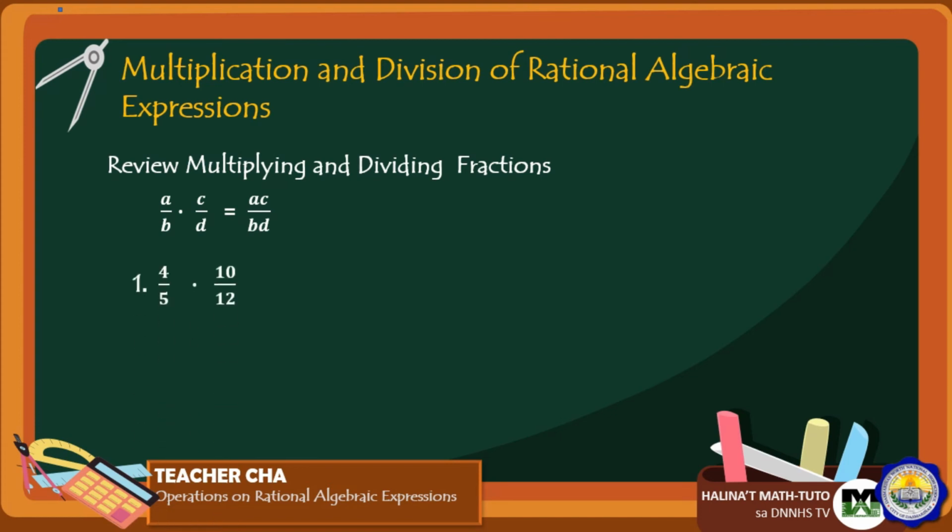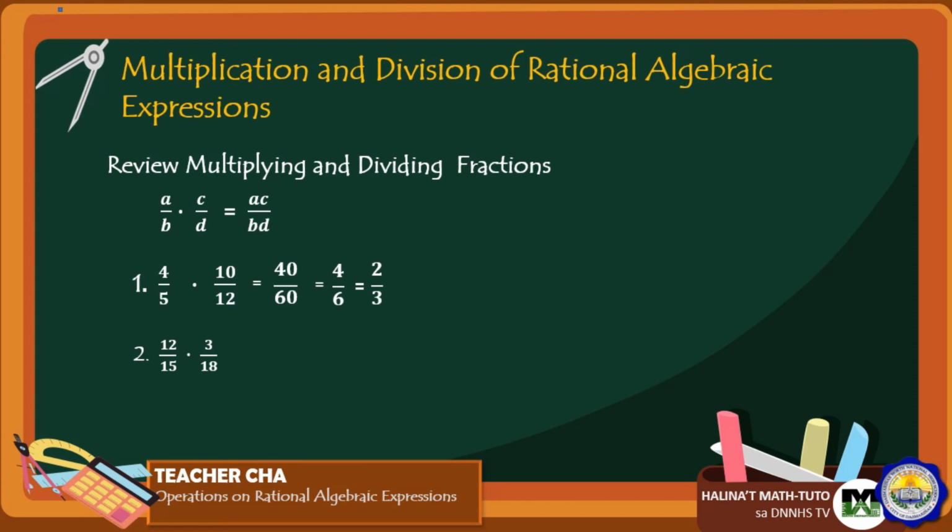Example number 1. 4 over 5 times 10 over 12. So multiply 4 and 10 and 5 times 12, so you have 40 over 60. Common factor of 40 and 60 is 10, so you have 4 over 6. But still 4 over 6 has a common factor, which is 2. So divide by 2. Answer is 2/3. Number 2. 12 over 15 times 3 over 18. We can use cancellation also.